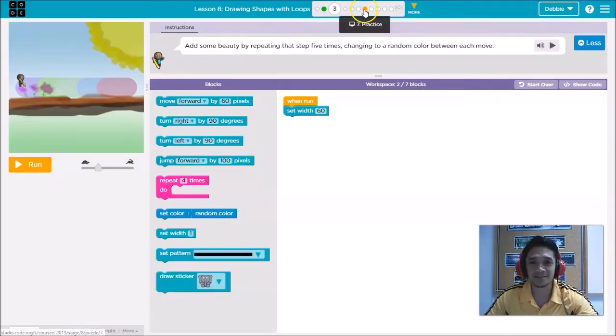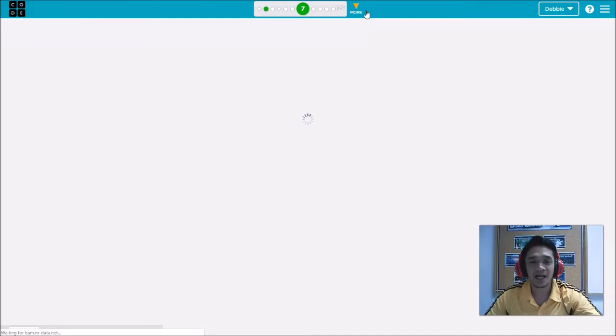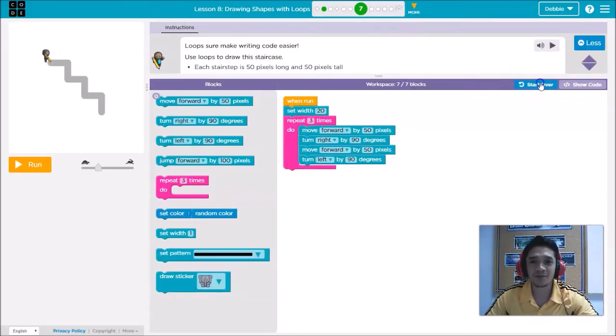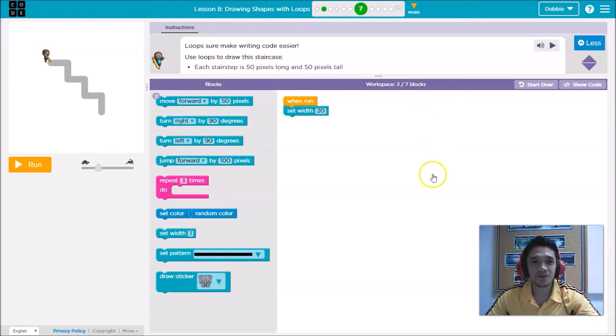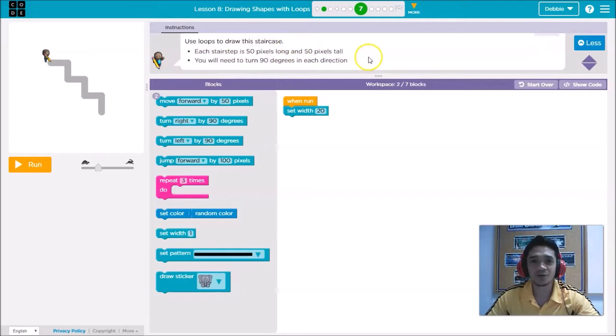Next, we will jump to puzzle number 7. Okay? Puzzle number 7. I will leave you the rest of the puzzles. So I start over for this one. Here, our instruction says that loops sure make writing code easier. Use loops to draw this staircase. How to draw it? Each stair step is 50 pixels long and 50 pixels tall. You will need to turn 90 degrees in each direction. So this is 90 degrees. Okay, are you ready now?